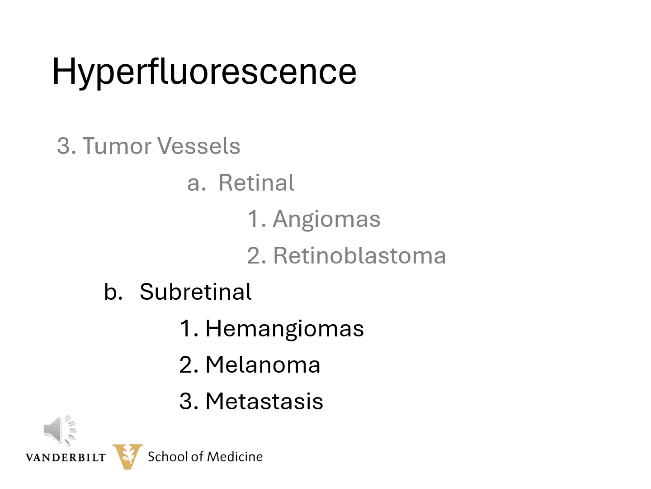Tumor vessels can not only occur in the retina, as you've just seen, but also in the subretinal space. These can be from hemangiomas or from tumors such as a primary melanoma or metastatic lesions.